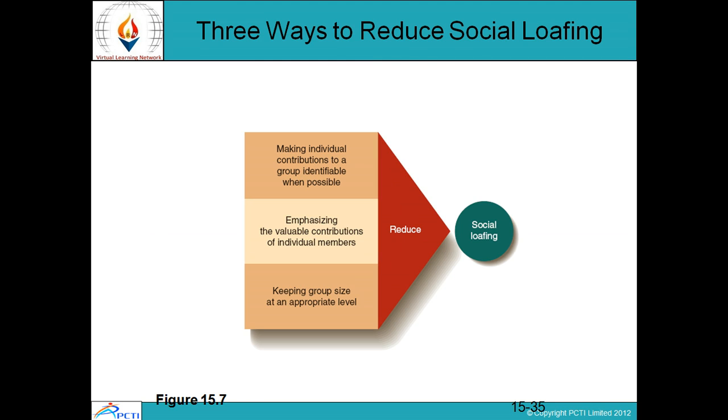There are three ways to reduce social loafing by which this free time can be reduced. The first factor is making individual contribution to a group identifiable when possible, emphasizing the valuable contribution of individual members, and keeping group size at an appropriate level. All these three parameters are actually responsible for reducing social loafing.